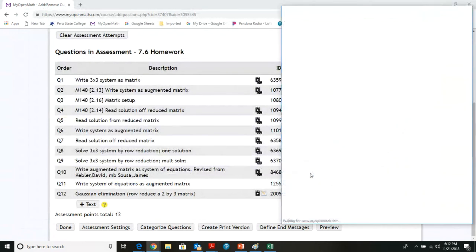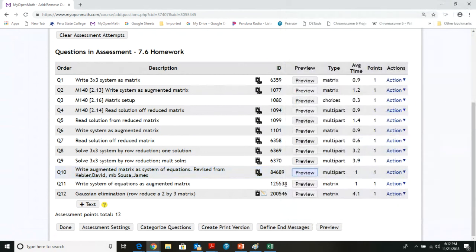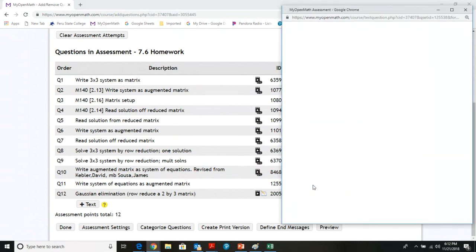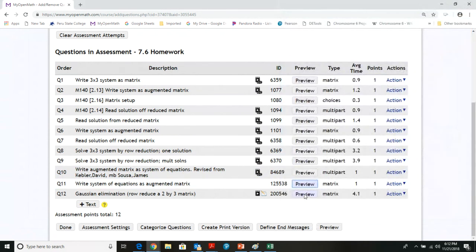All right, let's see. So that's like we've already done a couple of those. That's just converting this back over to an equation. So it's going to be 1x, 0y, 0z, 400, etc. Same thing. Just a lot of redundancy here.